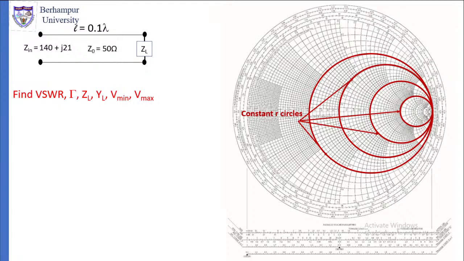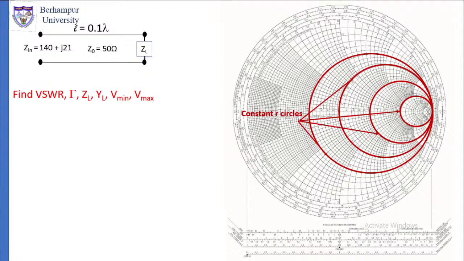Small r represents that it is normalized. Capital R is the resistance. So capital R divided by Z0 is the small r. Small r is equal to capital R by Z0. So that is normalized with respect to the characteristic impedance of the guiding structure or the transmission line. So this is one part about the Smith chart.